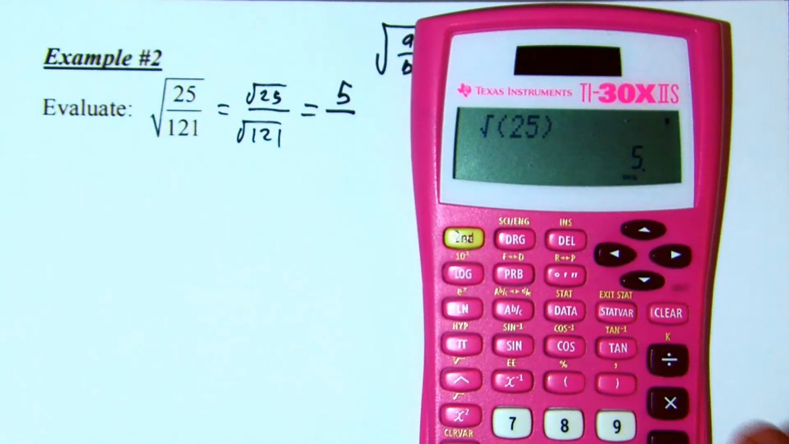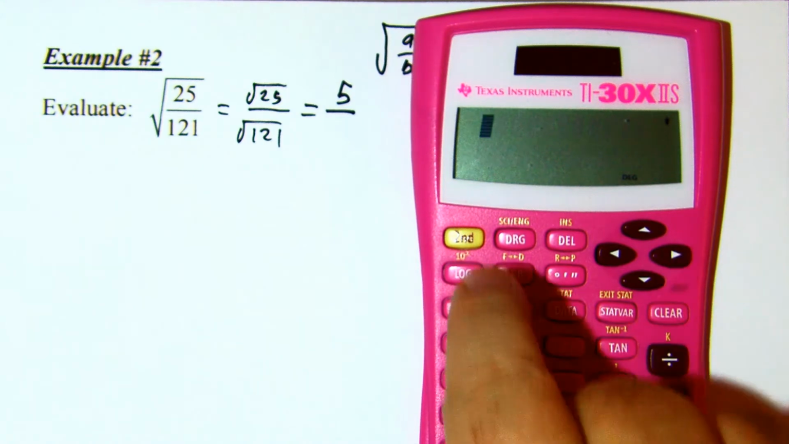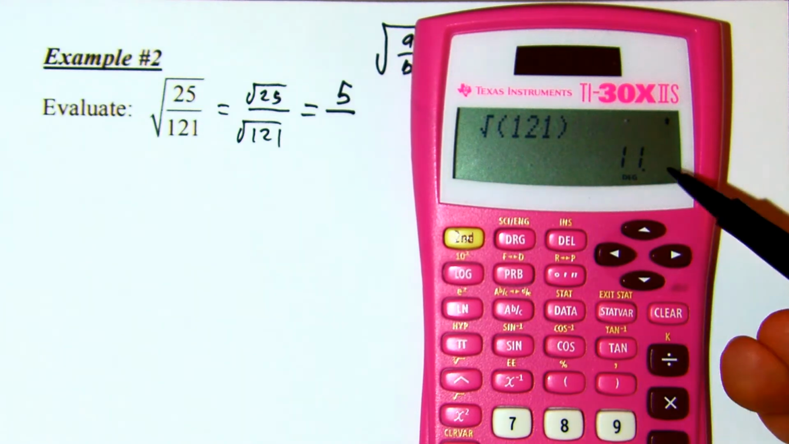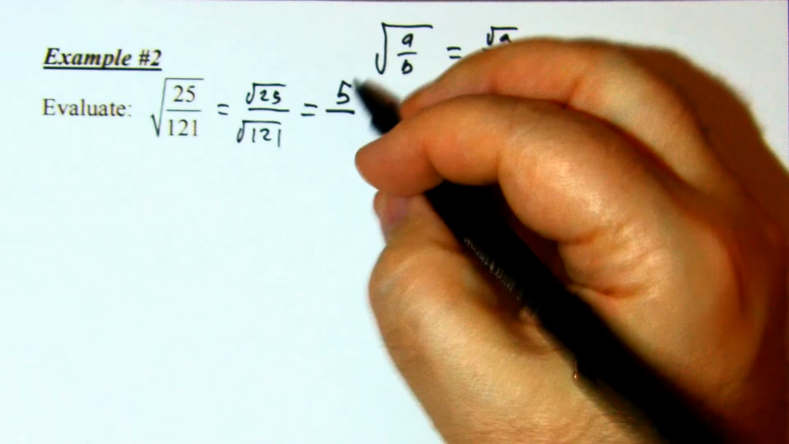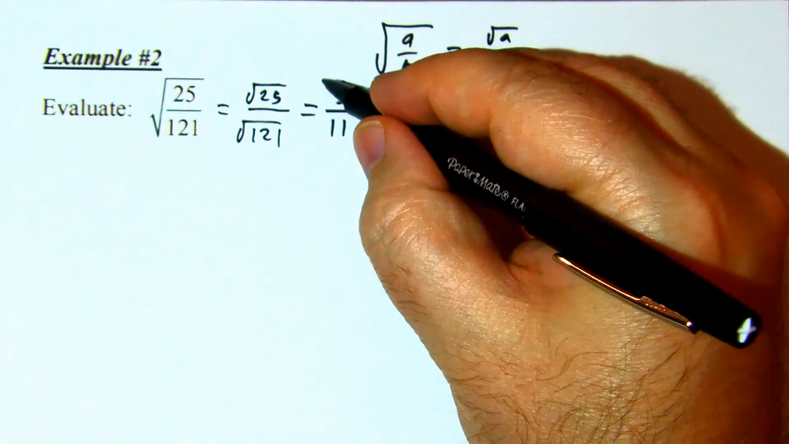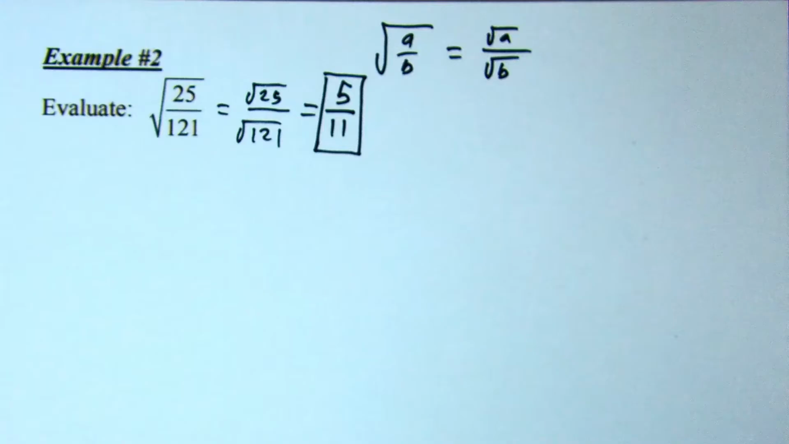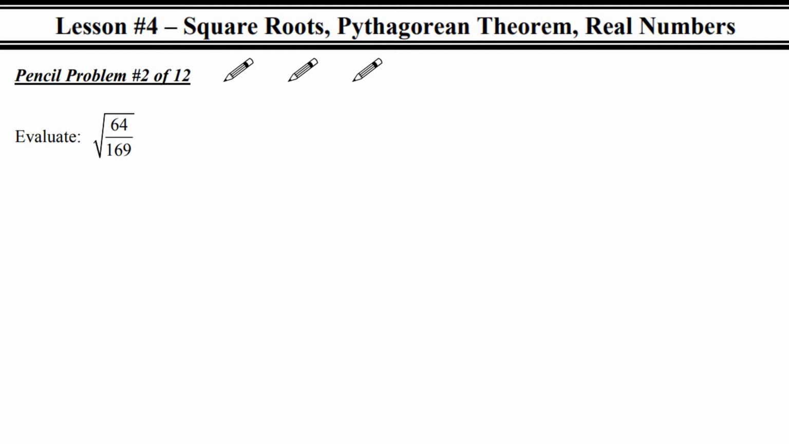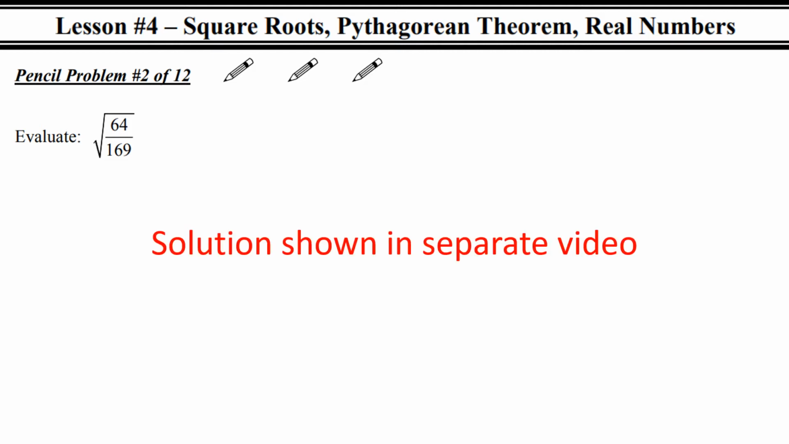And then repeat that process. We'll hit clear, second function, square root, 121, close the parentheses, hit equals, and that gives us an 11 for the denominator. 5 over 11 does not reduce, so that's our final answer. And here's the same solution typed up, which brings us to pencil problem number 2, and its solution is shown in a separate video.